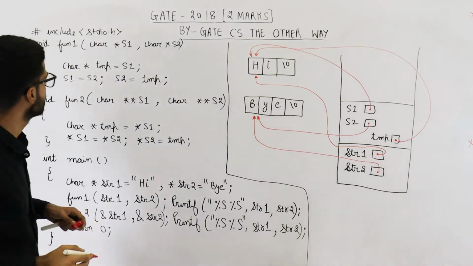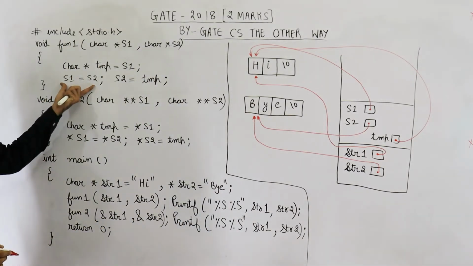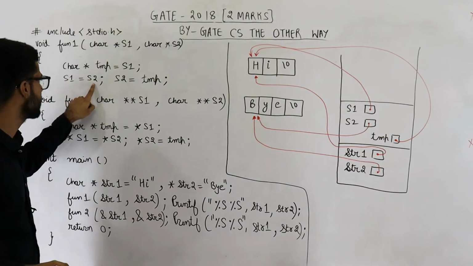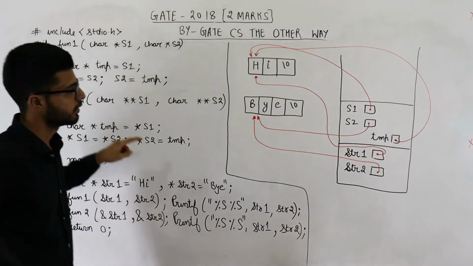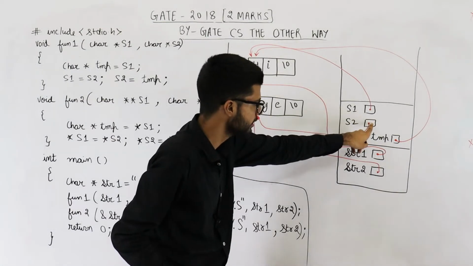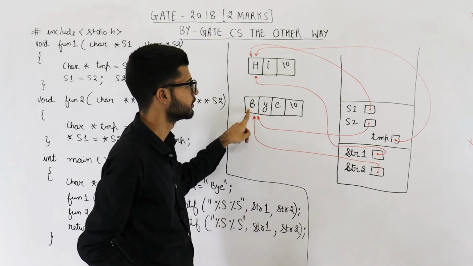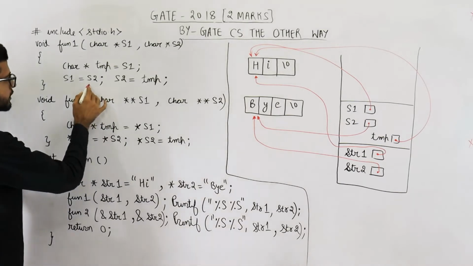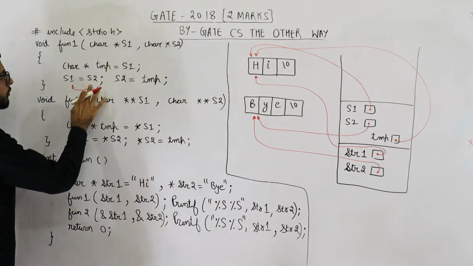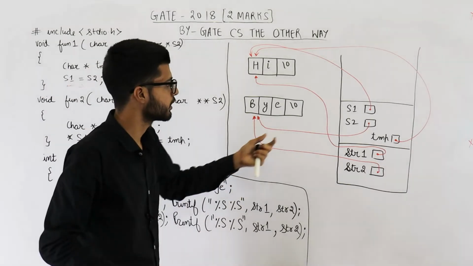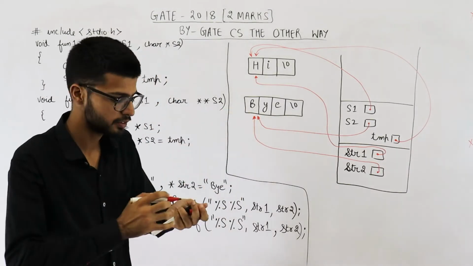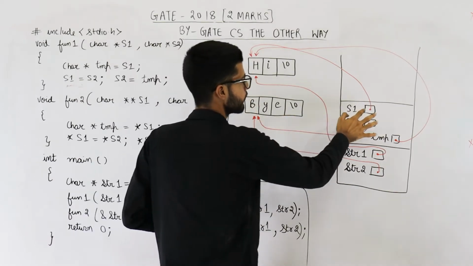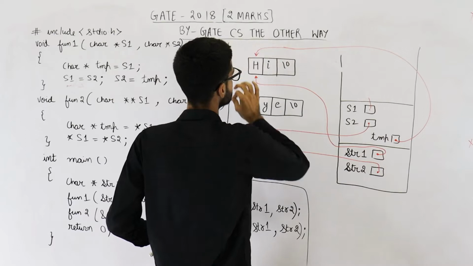Now see, S1 equals S2. This means whatever is saved in S2, that same address has to be saved in S1. In S2 you have saved the address of b. Now this same address has to be saved in S1 also. Whatever is present in S2, save it in S1. So S2 has the address of b, and that has to be saved in S1. That means now S1 will start pointing here.